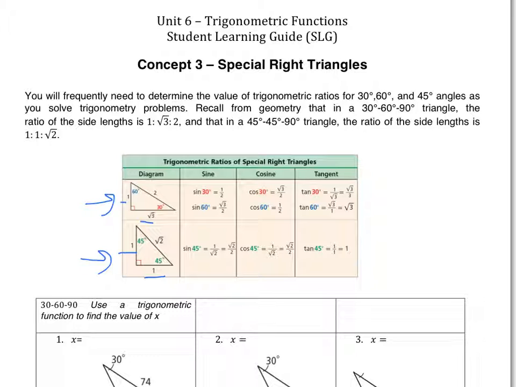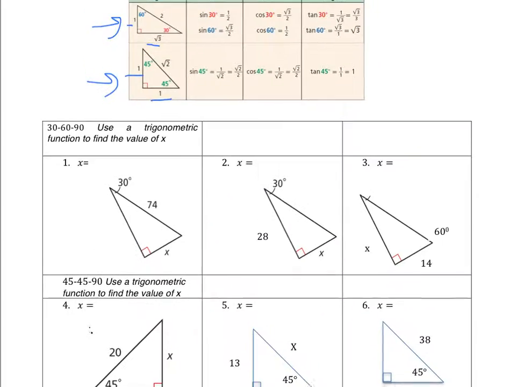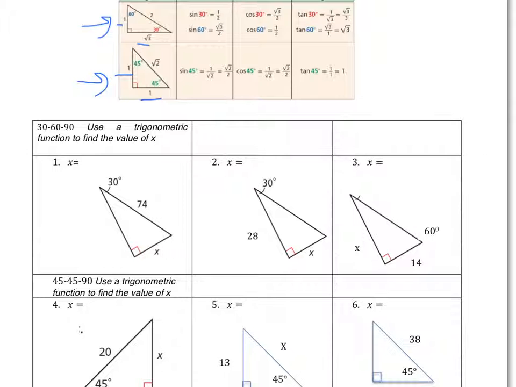So up here we have all of the sine, cosine, tangents for each one, and we are going to look at number 1. In this case, my 30-degree angle here, this is where you are, and this is the hypotenuse because it's across from the 90. This side is opposite, so I have opposite and hypotenuse. I know that's the sine. So I have the sine of 30 degrees equals opposite, which is x, over hypotenuse, which is 74.